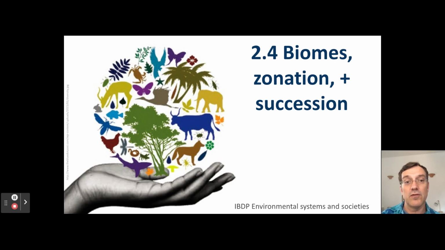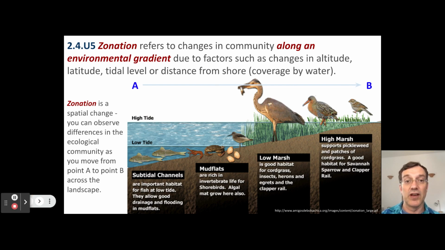In my previous video, I went over the distribution of biomes around the world, and today we're going to focus on these two concepts of zonation and succession. So let's get started with a couple of definitions.